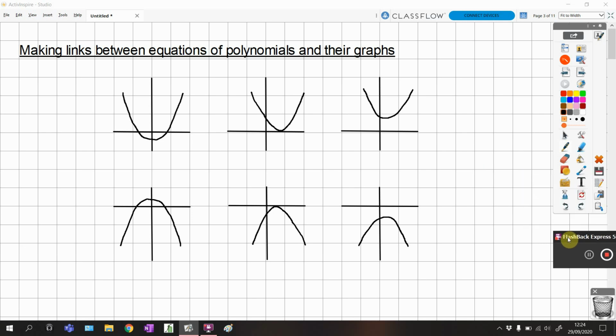In this video, I want us to look at links that you need to understand between the algebraic equations of polynomials and their graphs. We're going to start with the quadratic as being one of the most simple types of polynomial. These are your 6 basic arrangements that you can have for a quadratic equation.